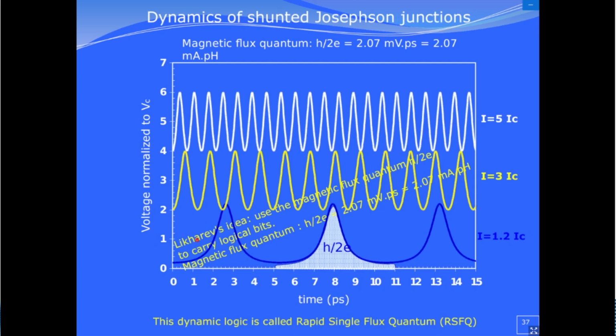And what you see is that if you put a current which is just 20% above IC, you have this beautiful curve. If you increase the current to 3 times IC, you have a nearly sinusoidal current, as you can see. And if you put 5 IC, it's higher. So there are several things you should notice here.